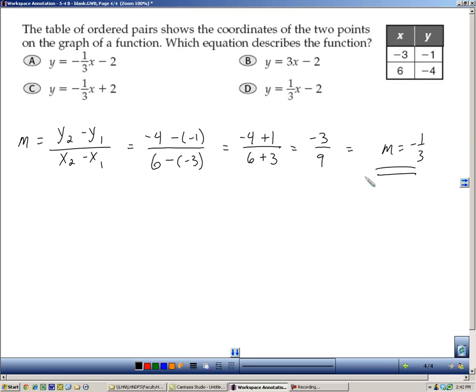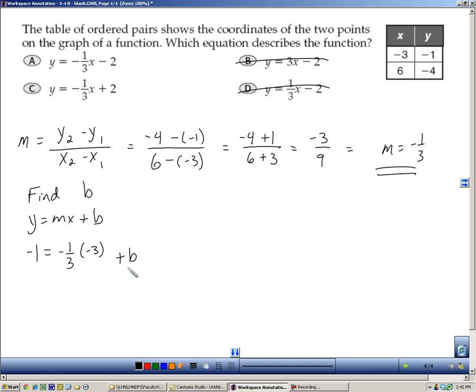Now here's the nice thing about multiple choice problems: I can cross off b and d right away because neither one of those have an m of negative 1/3. Now I still have to find the b. I'll pick any point there. Let's do the negative 3, negative 1. So negative 1 equals negative 1/3 times negative 3 plus b.